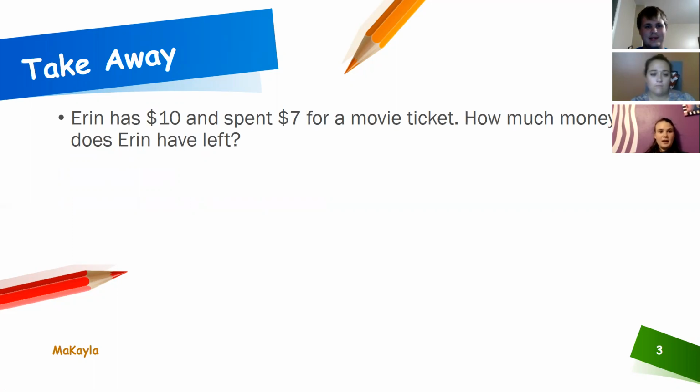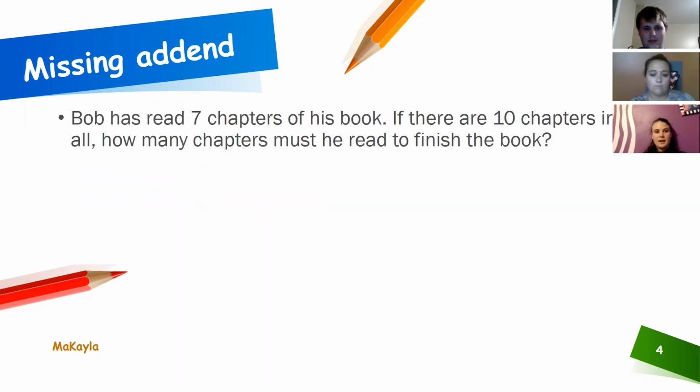Takeaway: Aaron has $10 and spends $7 for a movie ticket. How much money does Aaron have left? Missing addend: Bob has read 7 chapters of his book. If there are 10 chapters in all, how many chapters must he read to finish the book?